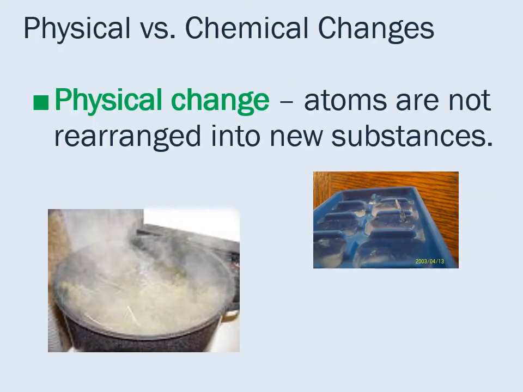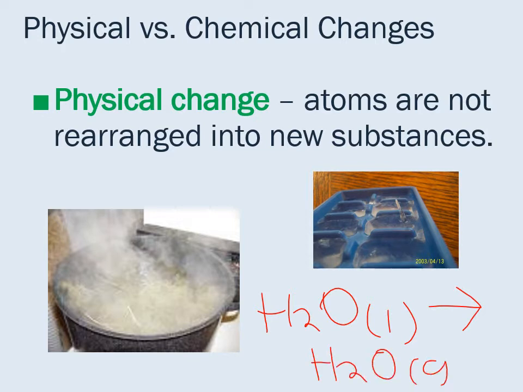So a physical change is something where atoms are not rearranged into a new substance. So let's say in this example, water is boiling. It is H2O liquid before, and then it becomes a gas, but it is still H2O. Same when you freeze water, it goes from liquid to solid, but it's still H2O. So in a physical change, the chemical formula stays the same.